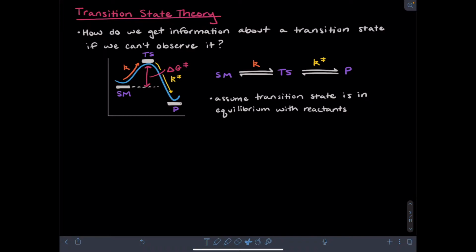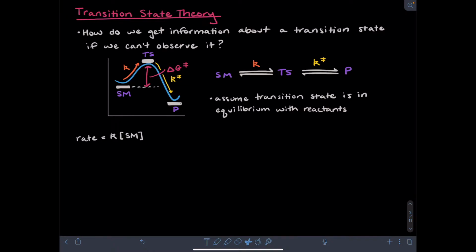Before getting into the math, the assumption we're going to make is that the transition state is in equilibrium with the reactants. So you could think about the transition state sort of like a really high energy intermediate. You would have an equilibrium between starting material and the transition state, and the orange K is related to the rate in the forward direction. And then you can also think about an equilibrium between the transition state and the products. Here, that rate of going from the transition state to the product is defined by the rate constant K double dagger.